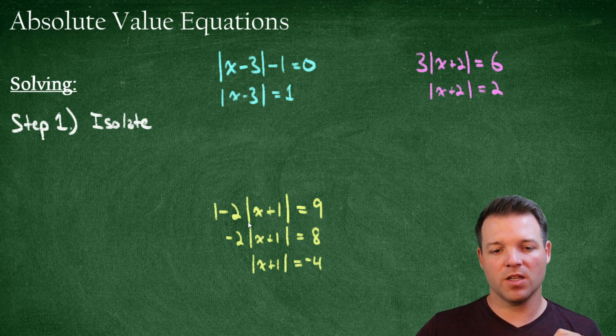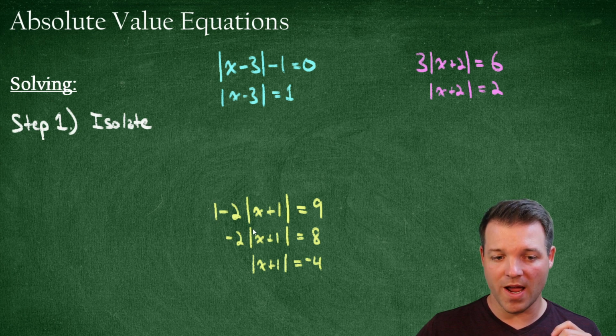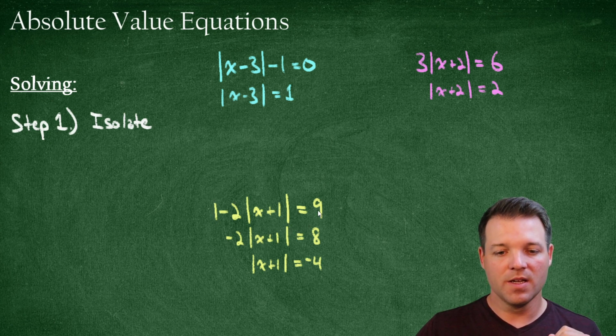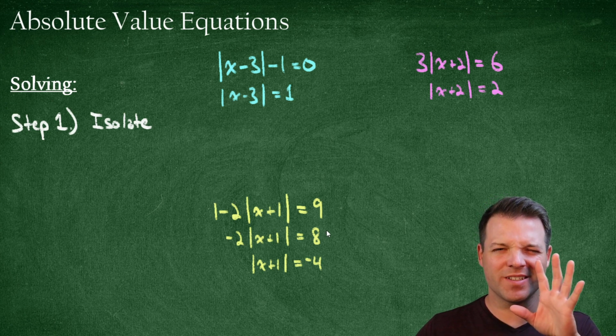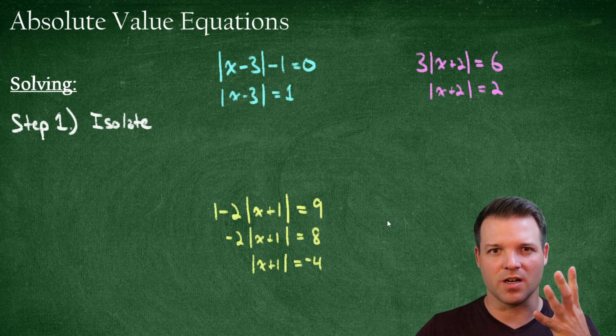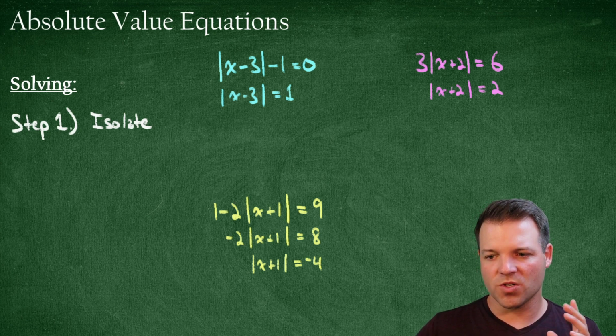And for this yellow one down here, I had to do a couple of operations. I first subtracted 1 from 9 to get 8, and then I divided both sides by -2 to get -4. Okay, so step 1, isolate. And we always isolate on the left, just so you guys know. That's just our convention. Okay, make sure we're all on the same page.